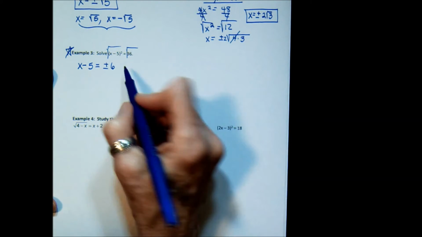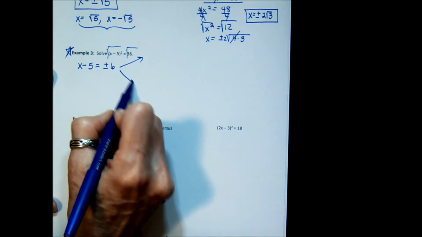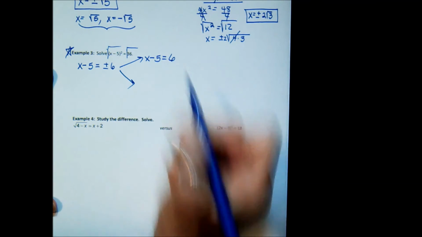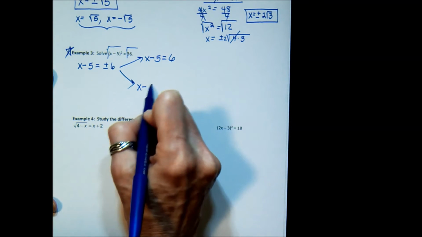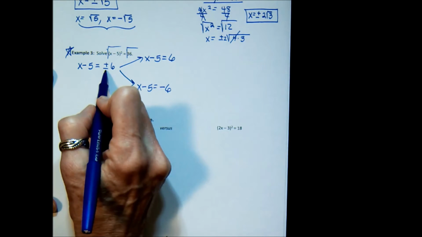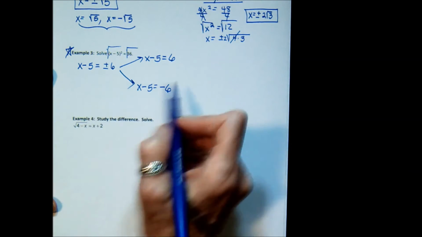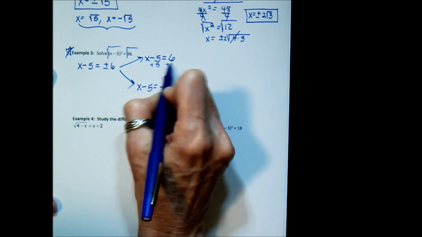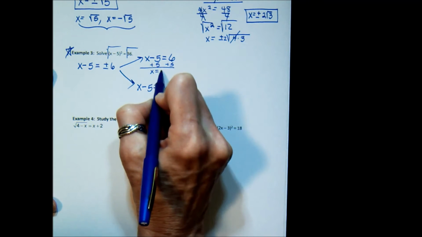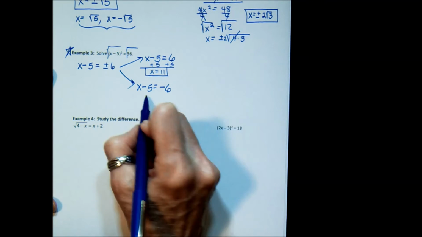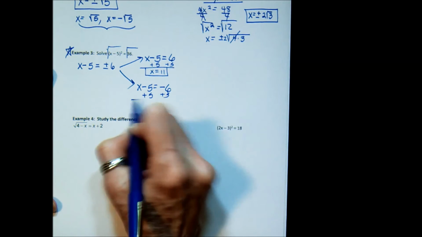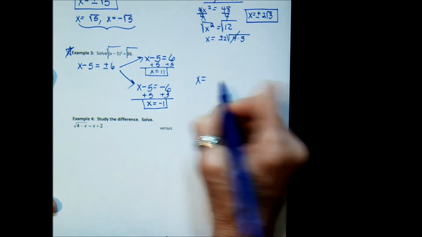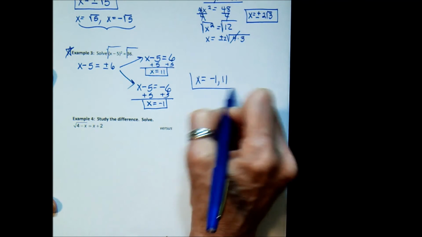Now at this point, I have to split my equation into x minus 5 equals positive 6, and x minus 5 equals negative 6. So I had to split that symbol there, the plus or minus, and solve two equations in order to get my two answers. So I add a 5, and I get x equals 11. There's one answer. I add a 5 again, and I get x equals negative 1. So my solutions are negative 1 or 11.